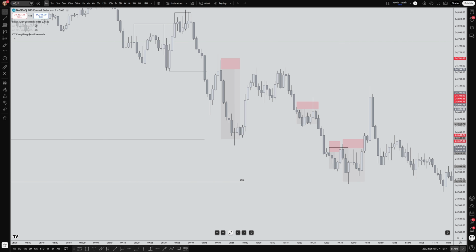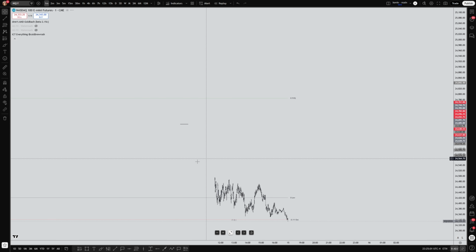My draw is still down here, remember? This here is just a minor liquidity pool. On the 15 minute, you can see here, it's just a 15-minute liquidity pool. It's not 1 hour. This is the 1 hour. So I still can take trades to my draw if the opportunity is given.